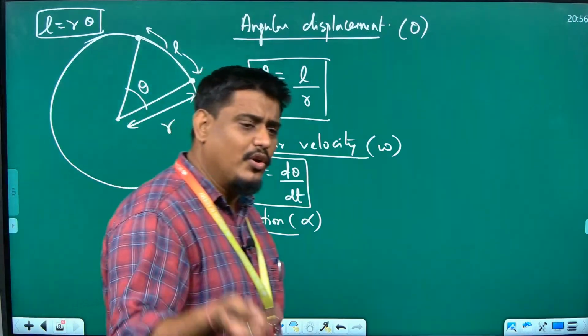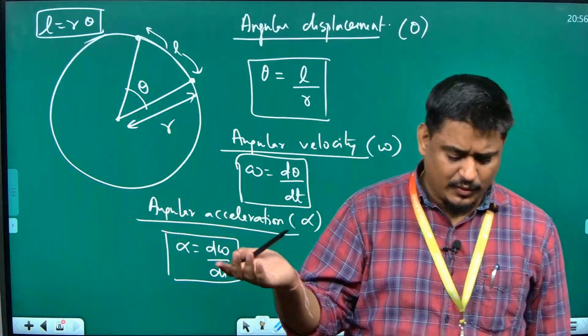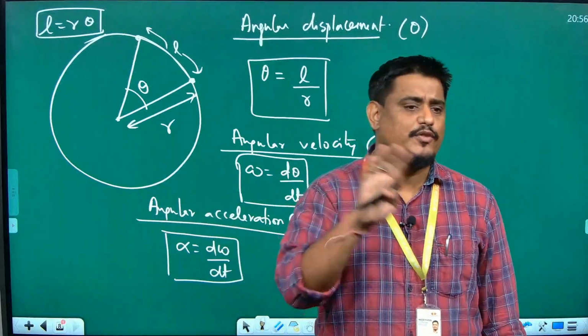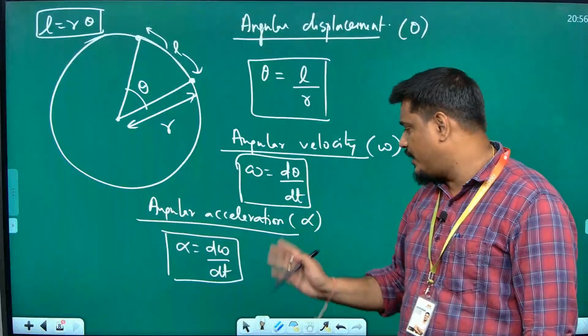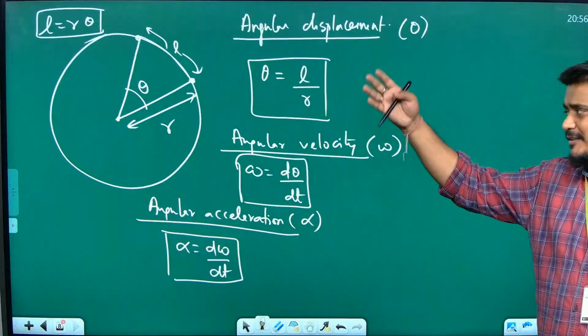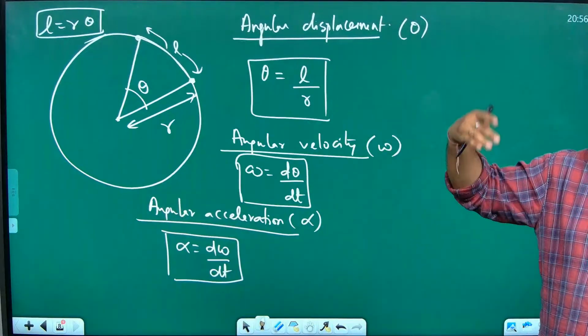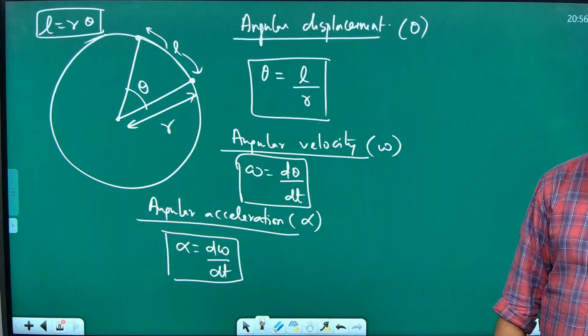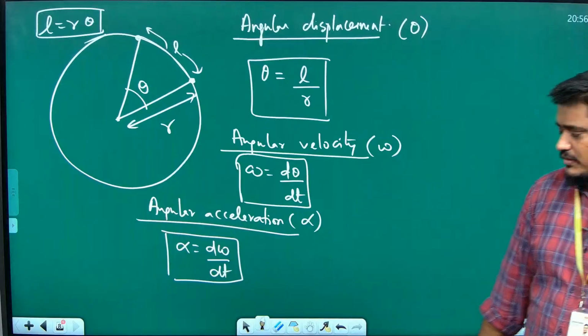Very similar to normal kinematics. We have rate of change of displacement as velocity, rate of change of velocity as acceleration. Here you have rate of change of angular displacement as angular velocity and rate of change of angular velocity as angular acceleration. I hope you are understanding this. Copy it fast. One more thing I will tell you now.